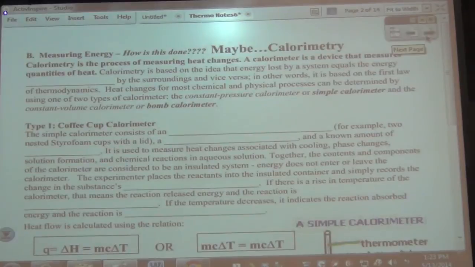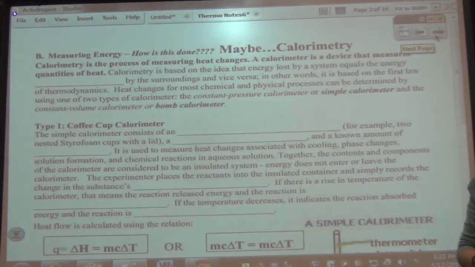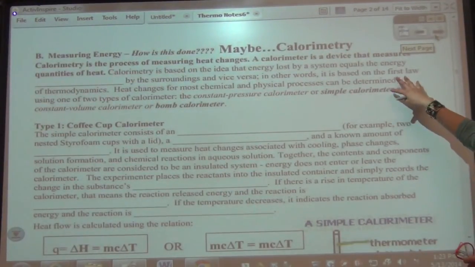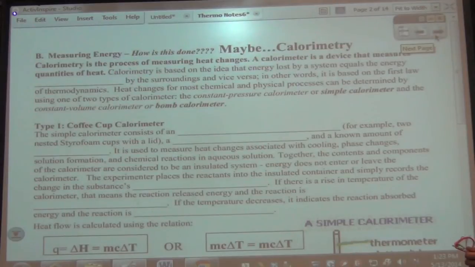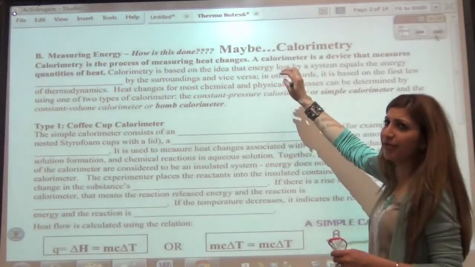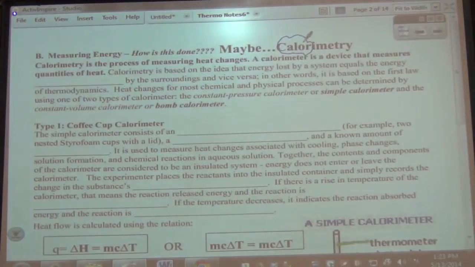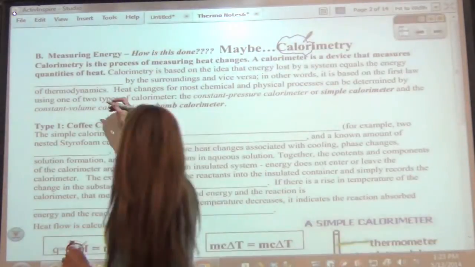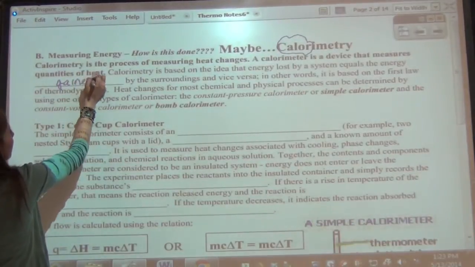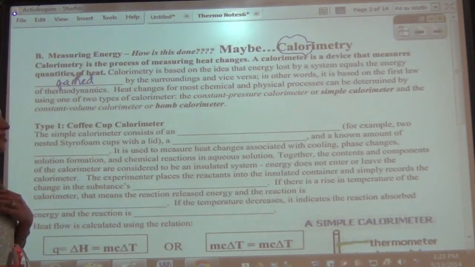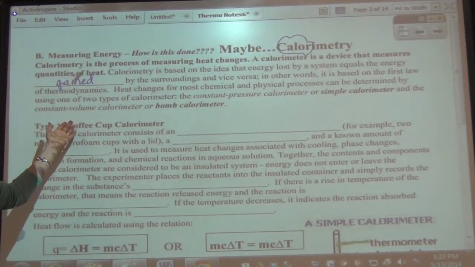Okay, measuring energy. So how is it done? You can use what is called calorimetry. So it's a process of measuring heat changes. A calorimeter is a device that measures quantities of heat. What stem are you seeing in this word? Calorie. Calorie. Awesome. So you can see the calorie in there. Calorimetry is based on the idea that energy lost must equal the energy gained. Awesome. By the surroundings. So we're just repeating what we had said before. And vice versa. In other words, it's based on your first law of thermo.